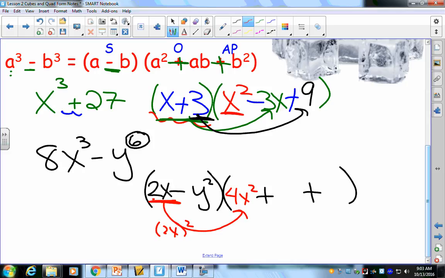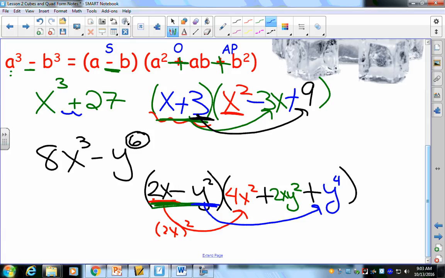All right, to fill in my middle spot, I'm now going to multiply these two together. 2x times y squared is 2xy squared. And then to fill in my last spot, I'm squaring the last term. So y squared times y squared is y to the 4th. All right, and you can always multiply through to check these out, and they should get back to the original.